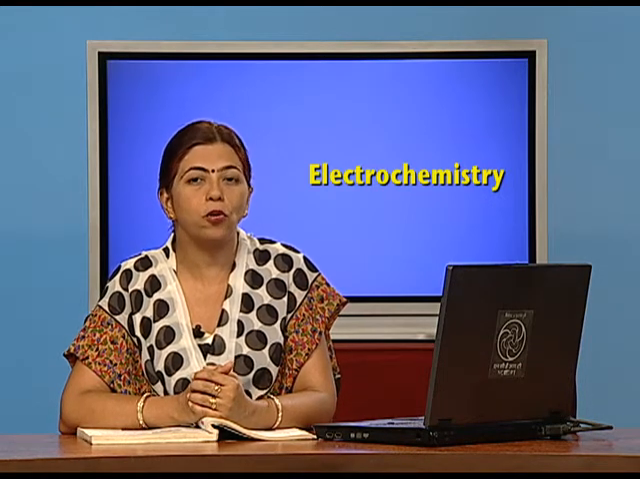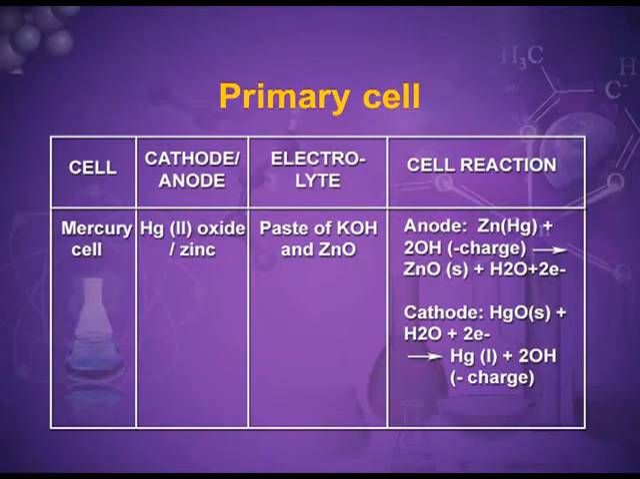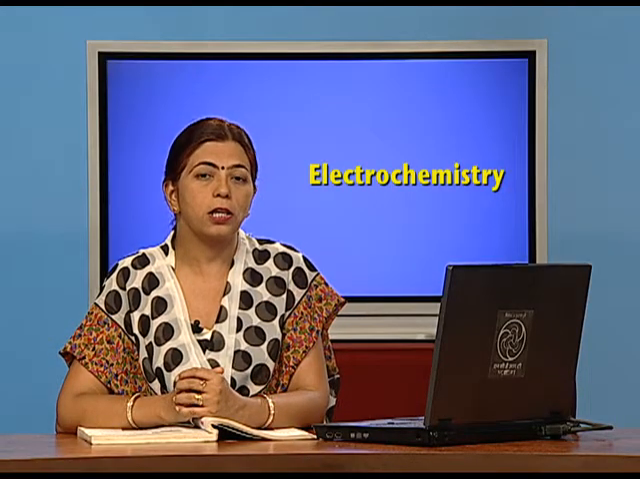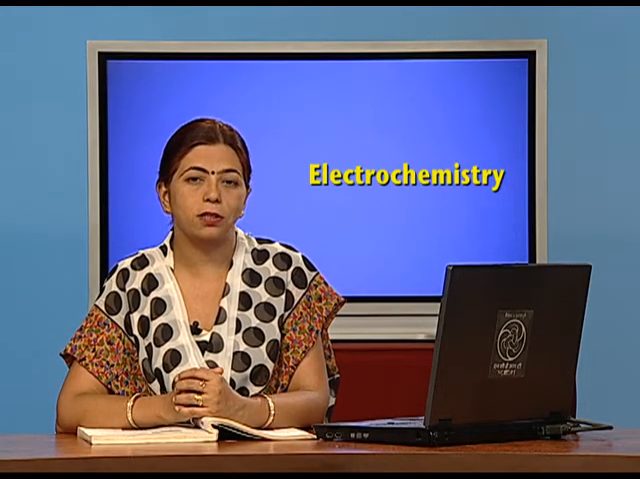Just see the overall reaction. Zn(Hg), which is known as zinc amalgam, plus HgO solid, gives ZnO plus Hg. With Hg in the brackets, it is written l, small l, that denotes that it is liquid. I hope you all know that mercury is the only liquid metal.